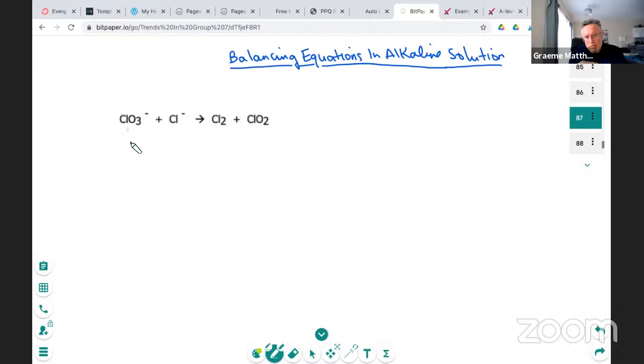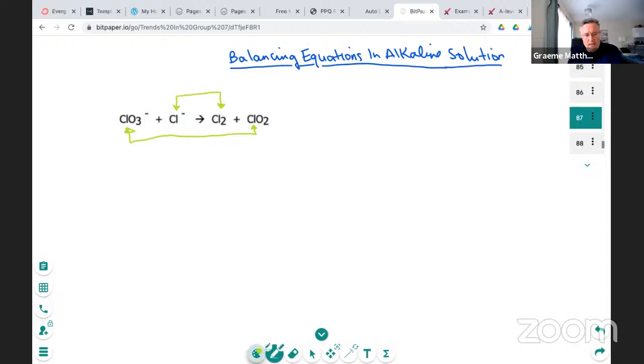Now all I'm doing on this one is following along. See the ClO3 minus on the left. I'm thinking, it has to connect to something on the right-hand side. Logically, I could see it connecting to ClO2, with the oxygen. And the Cl minus here, I can see connecting to the Cl2. Just like we did with the acid solutions, we do the same thing with the alkalis. There's only one extra step that you need to do.